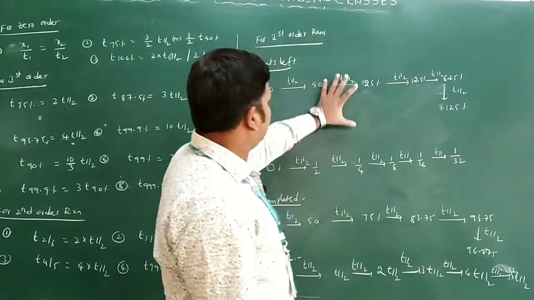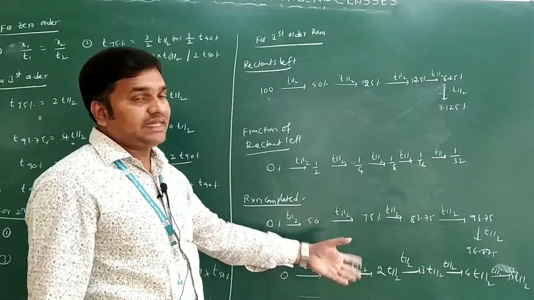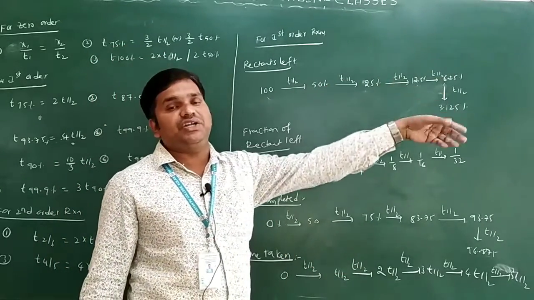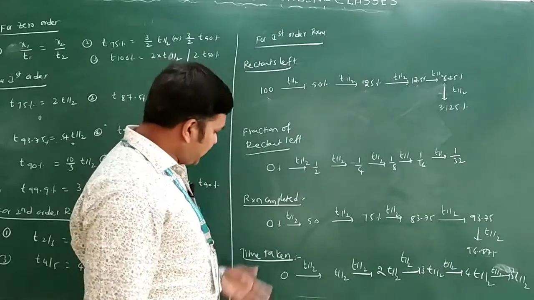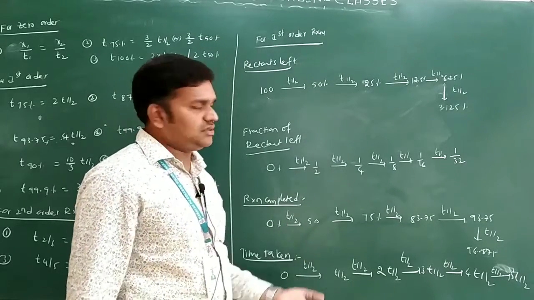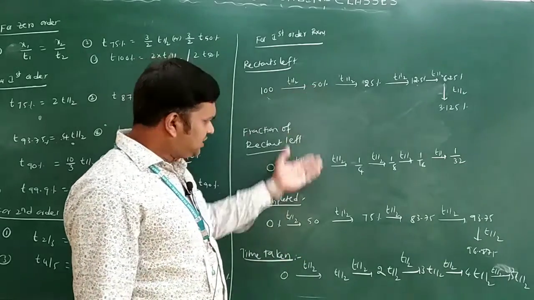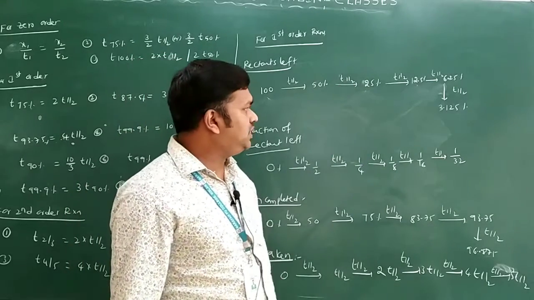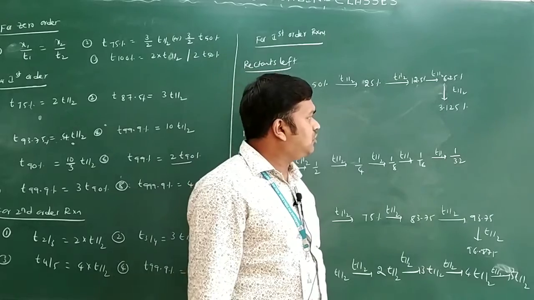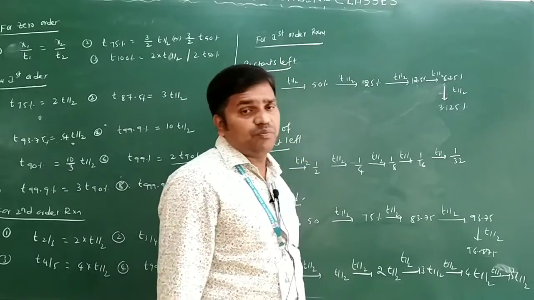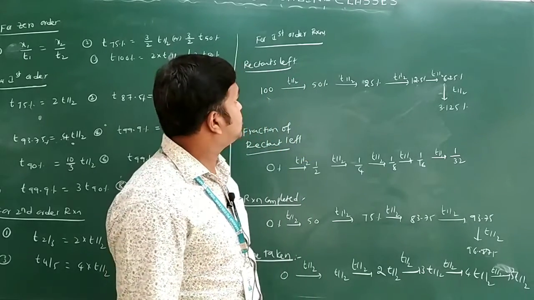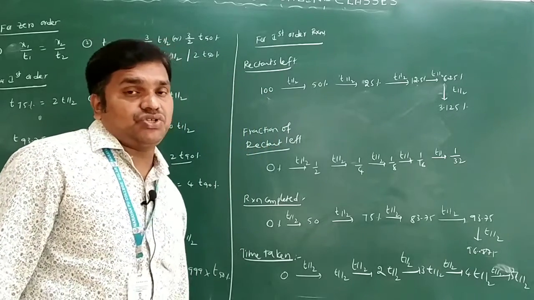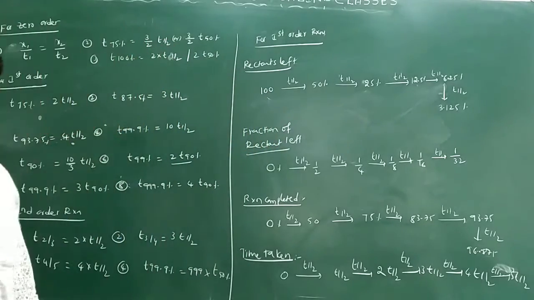How will you get? You will get this difference I am writing. Time, I will write T off, 2 T off, 3 T off, 4 T off, 5 T off, 6 T off, like that. And fraction of the reaction completed. So 50% will be 1 by 2, 25% 1 by 4, 12.5% 1 by 8, 6.25% 1 by 16, 1 by 32, 3.125%, like that. So these are some formulas for half-life for the first order reactions.